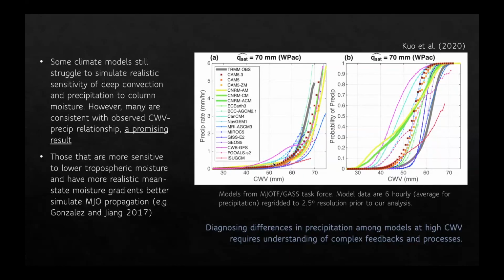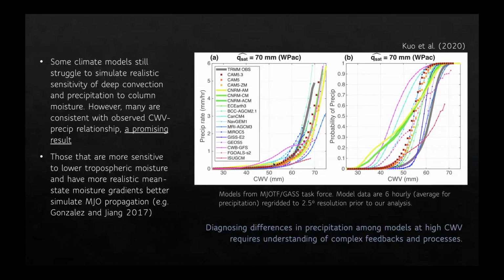And so I think that this progress is really promising, that models, you can see there's some divergence at high column water vapor, but there is sensitivity in these models to moisture that's realistic. But there's a lot going on at high column water vapor, and there's a lot of spread in understanding what controls deep convection, which is going to be different across these models because they're parameterized differently, because our process level understanding of deep convection and its interaction with the environment is limited.